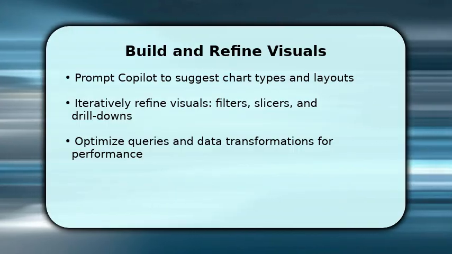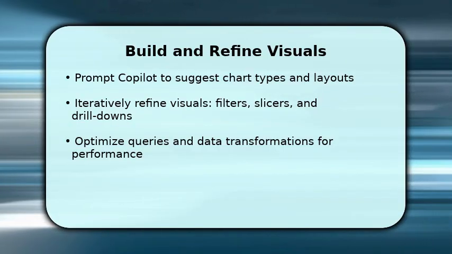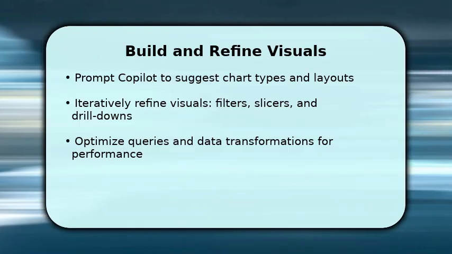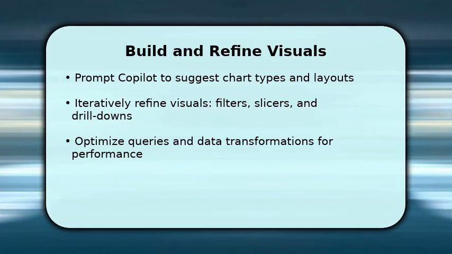You then refine visuals, add filters, slicers, and drill downs, testing interactivity as you go. Make sure to optimize queries and data transformations. Efficient models speed up previews and user interactions. While you iterate, verify calculated fields and units for consistency, and ask Copilot to generate alternative visualizations for comparison so you can choose the clearest representation.